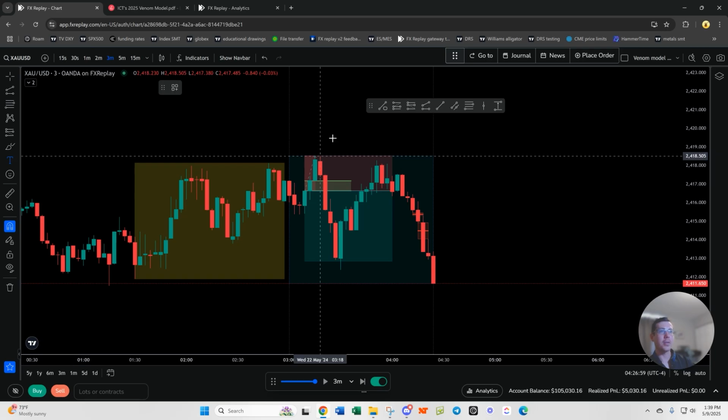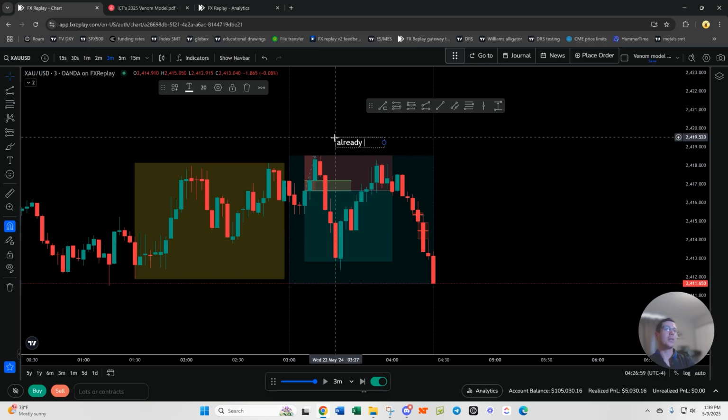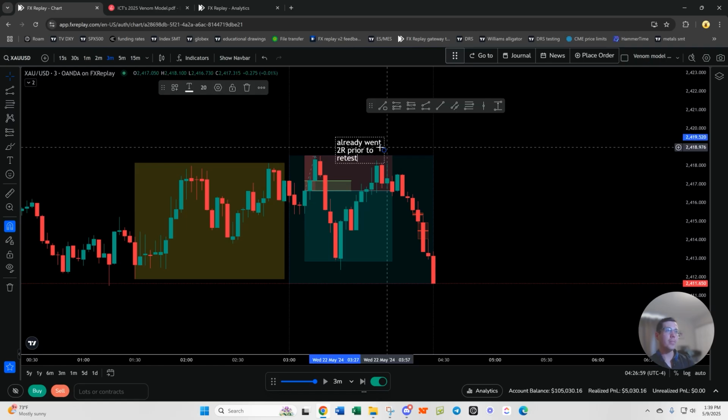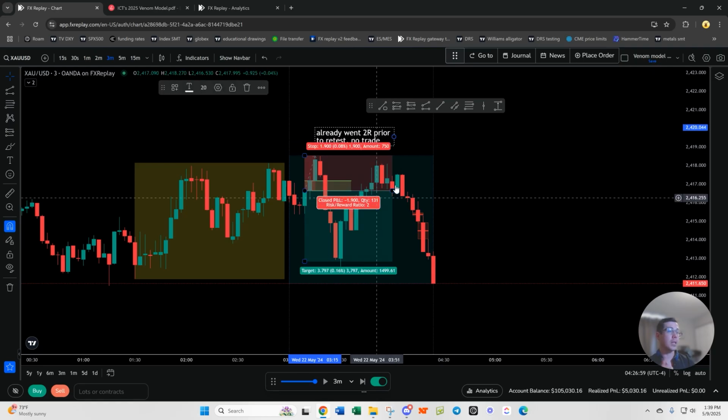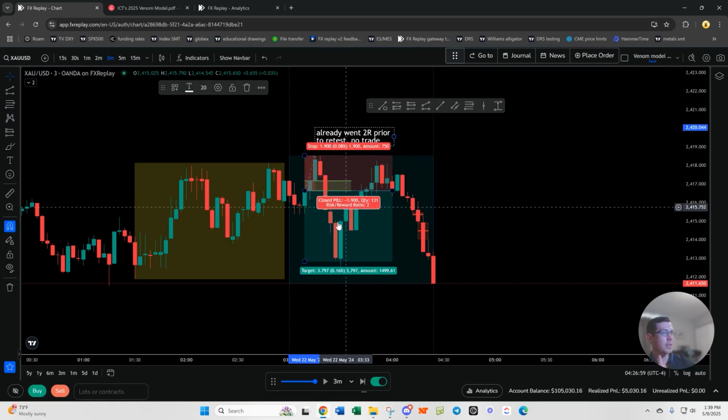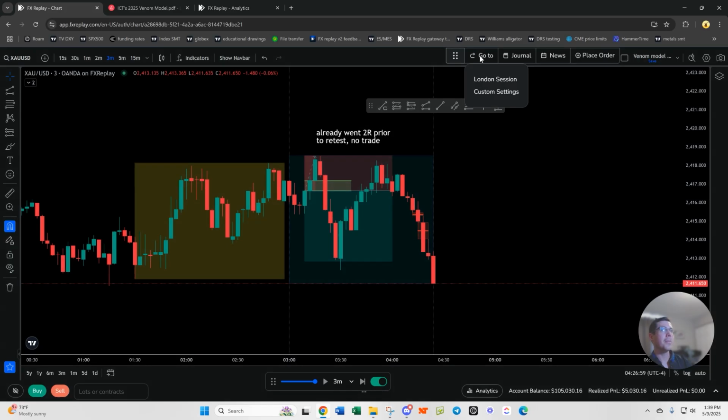So I'll probably just say here, already went to 2R prior to retest. No trade. This is definitely a less common thing to occur. Most often, it'll be a loss after this. So go to the next session.